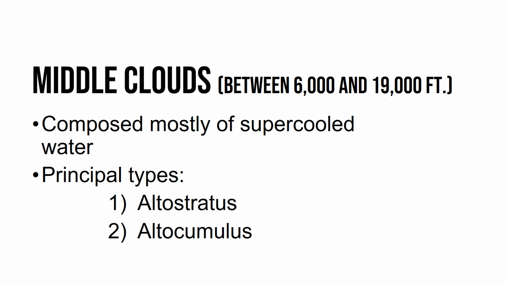Next, we have middle clouds. So that's clouds between 6,000 and 19,000 feet. So these are mostly composed of supercooled water. So we have two principal types. We have altostratus and altocumulus. So when we say alto or altum, that means height, and cumulus means heap or puff.